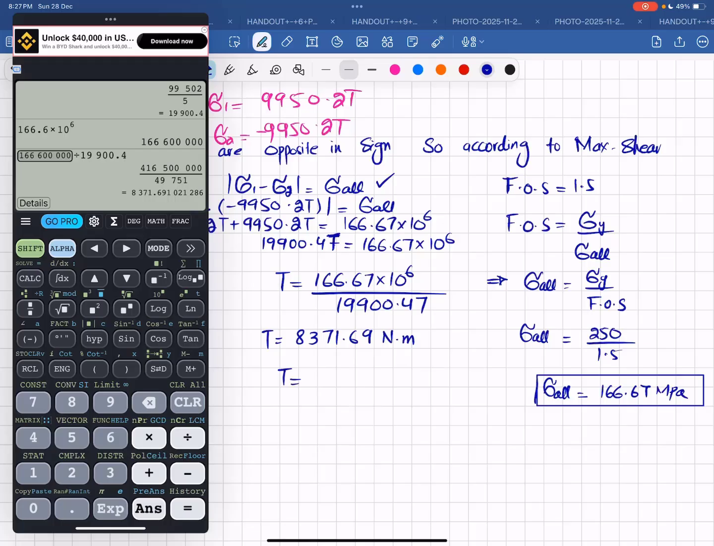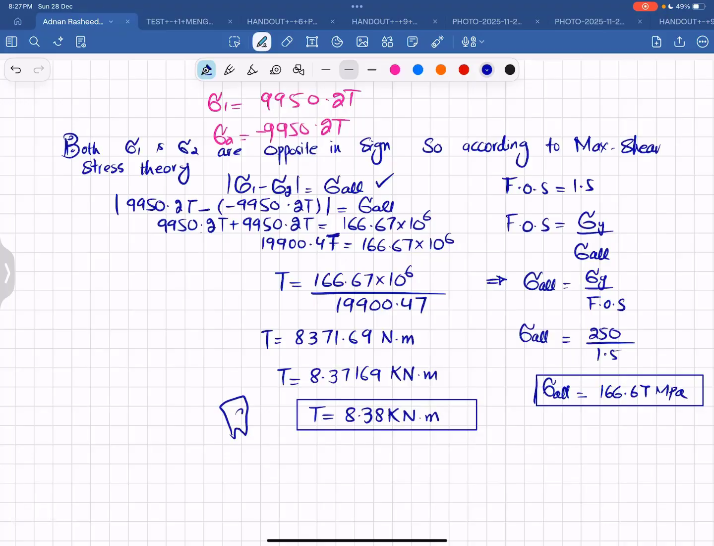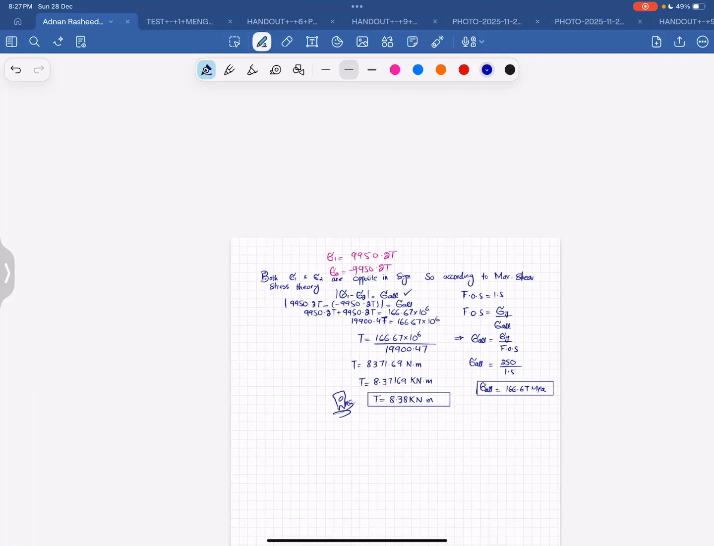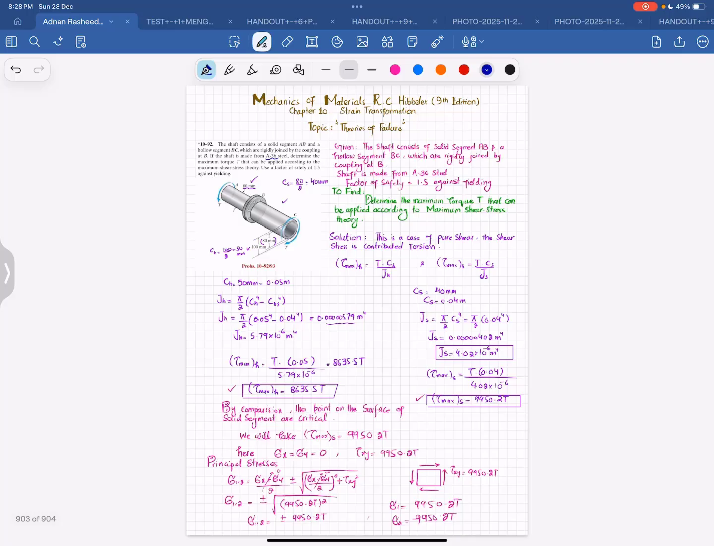If you convert it into kilonewton, it will be equal to 8.37169 kilonewton meter, and if you round it off, it will be 8.38 kilonewton meter. So this is our required torque T that can be applied on this system. And this was all about this problem 6-92. I hope you have enjoyed this video and you have learned from it.